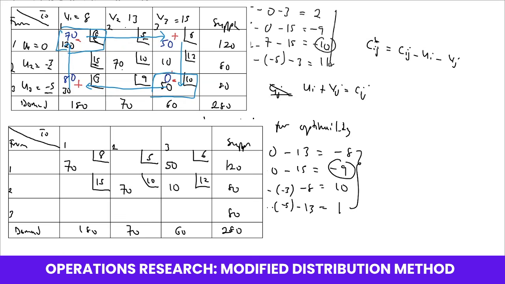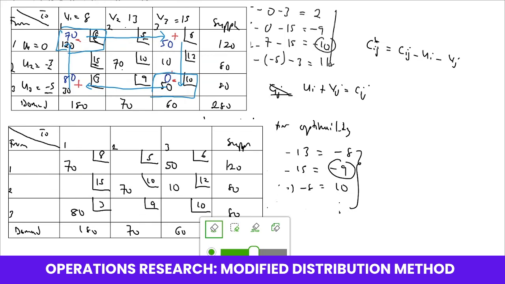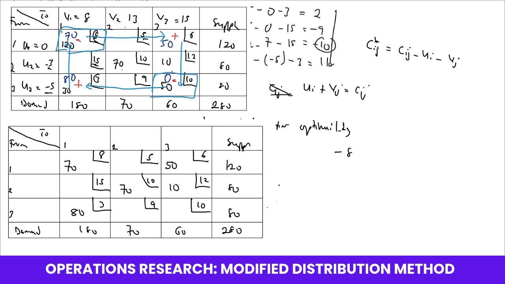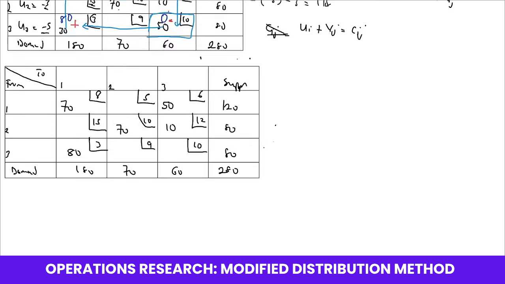We have 15 here. We have 80 and 3. Then here we have 9. And then here we don't have any allocation. All right, so this is our new table. So we are going to repeat the same process as before. We are going to assign our Ui and Vj values, calculate them using the allocated cells, and then check for optimality. So let's do that.